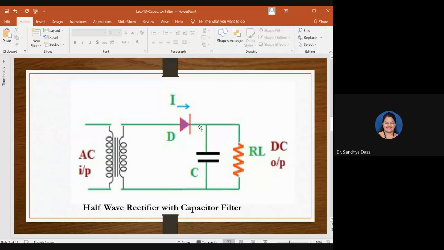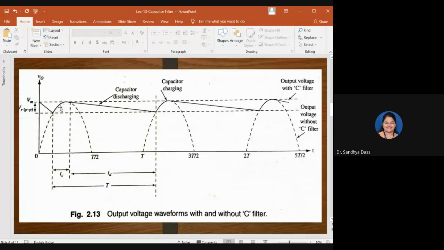So when there is output in the initial quarter of the positive cycle, the capacitor is also charging along with that. That initial part is not shown here. Initially, the capacitor charges from 0 to the maximum value Vm. Let us talk about the ideal diode here. So the capacitor will also charge to the maximum value Vm.